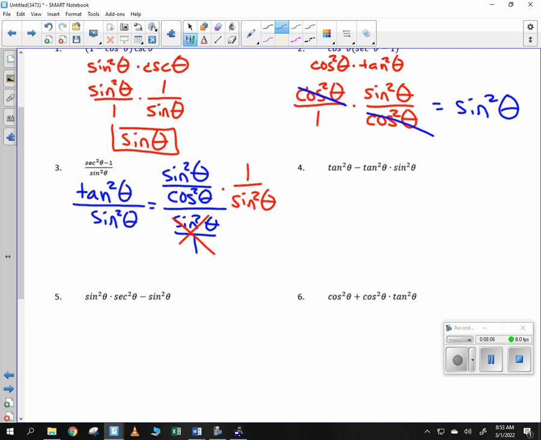What happens? And from yesterday, what is 1 over cosine? So I have secant squared of theta.